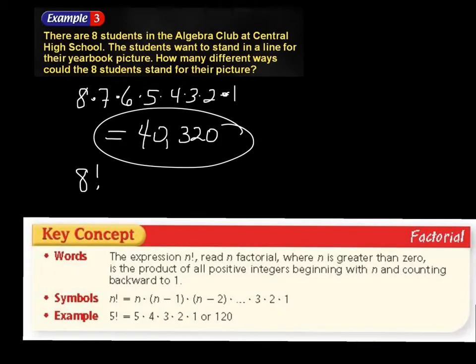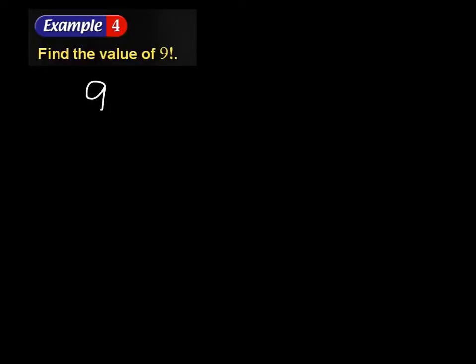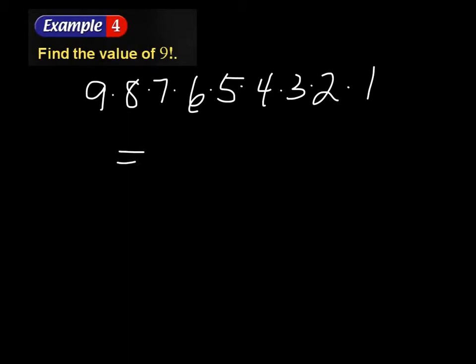Factorial notation is the product of all positive integers beginning with n and counting backwards to 1. So 5 factorial is 5 times 4 times 3 times 2 times 1, or 120. There's a factorial button even on your calculator. So 9 factorial is going to be 9 times 8 times 7 times 6 times 5 times 4 times 3 times 2 times 1. Type that in the calculator and we get 362,880.